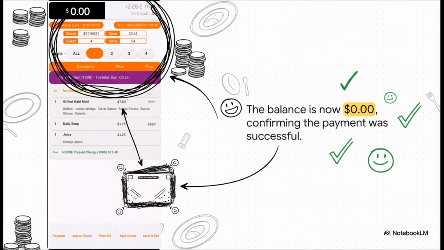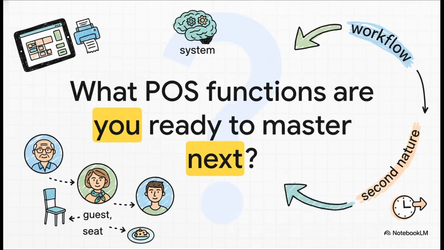And there you have it. The check is paid, the balance is now zero, and your transaction is complete. The system automatically charged each resident for their part of the bill, all in one quick step. And just like that, you've mastered one of the most common and important workflows in the Visual Touch system. I know it can seem like a lot of steps at first, but the key is just taking it one guest, one seat, and one item at a time. If you practice this flow, I promise it'll become second nature in no time.